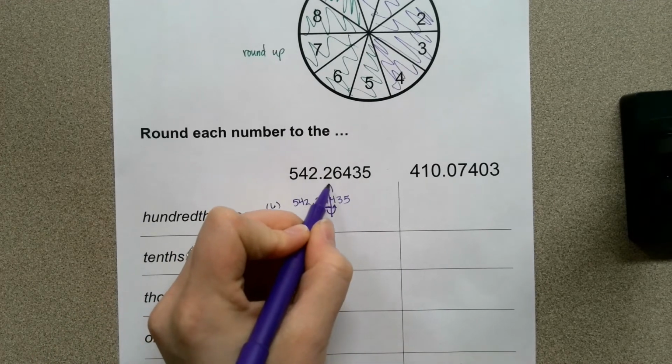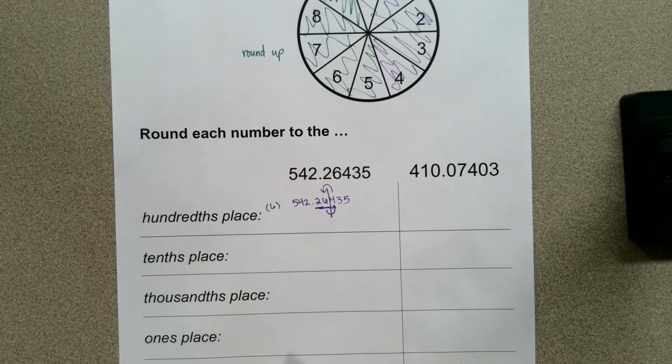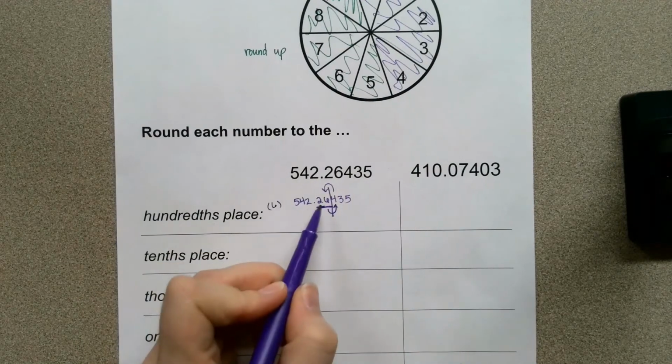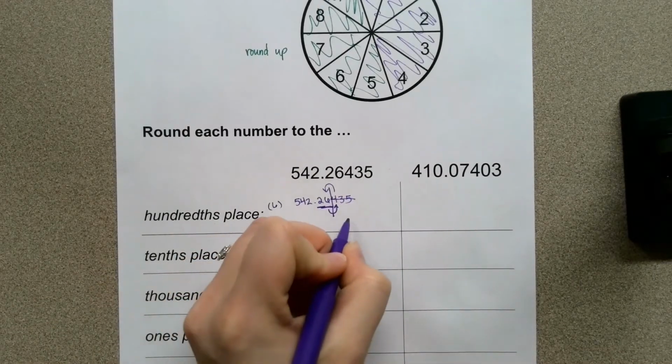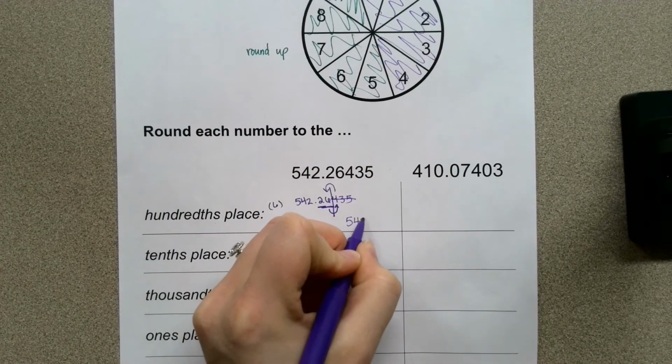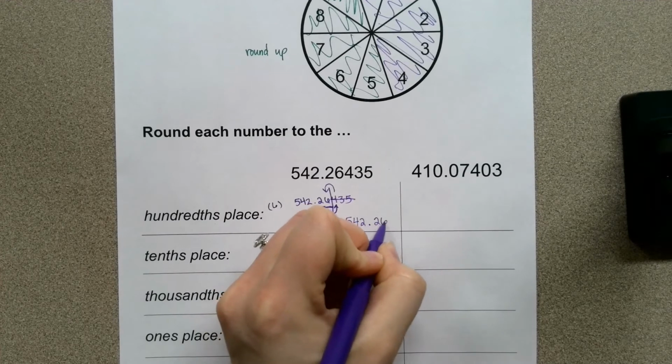The 4 is on that smaller half of digits up here, so it's going to say, well, the 6 is staying the same, and then all of these will drop off. So our rounded value is going to be 542 and 26 hundredths.